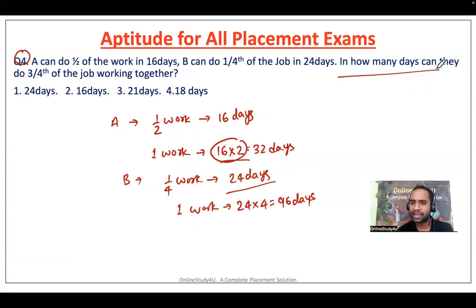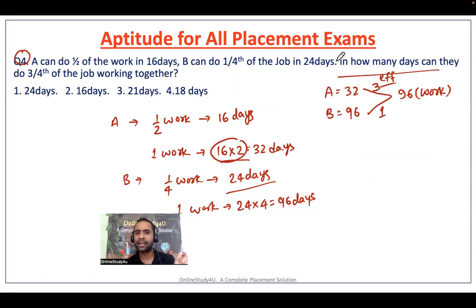Now they're asking, in how many days can they do 3/4 of the job working together? Anyway, the first thing we will do is take the LCM. Nothing else you have to do in time and work, because we have to find out the efficiency. Now, LCM of this, so you can assume a number which is divisible by both. So 32 into 3 is 96. So 96 became our work. Now 32 3 times and 96 1 time. We got the efficiency also.